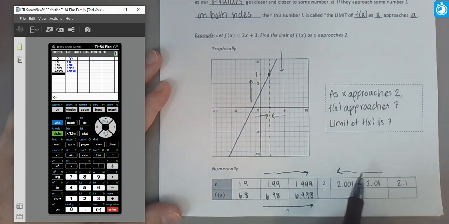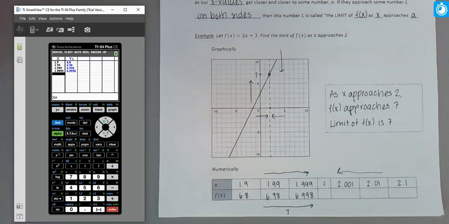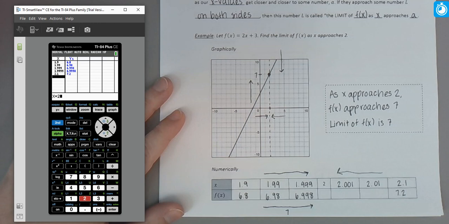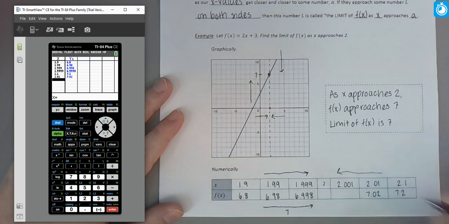Now what about as we approach from the other side, from the right-hand side, from the positive numbers? Well, let's start out with the furthest out number, which was 2.1. So at x equals 2.1, we are at a y value of 7.2. Okay, let's get a little bit closer. So 2.01. That's going to take us to 7.02. So still bigger than 7, but now we're getting closer and closer in the same kind of fashion that we saw before.